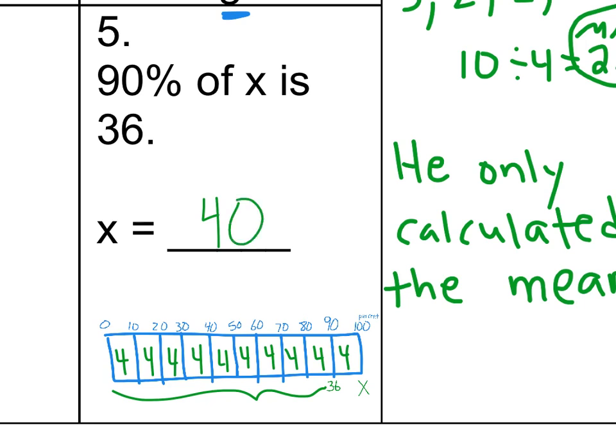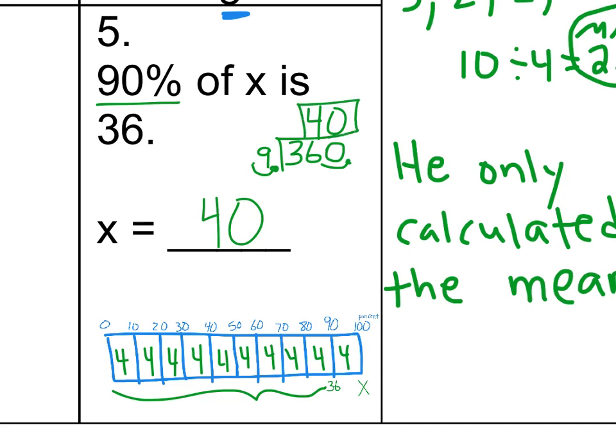And of course, you could set this up algebraically by dividing 36 by 0.9, which is the decimal form of 90%. Now, I don't like dividing by decimals, right? So we make this 9. We add a 0 here, because we just moved that decimal over. 9 goes into 36 4 times, and then you've got your 0.